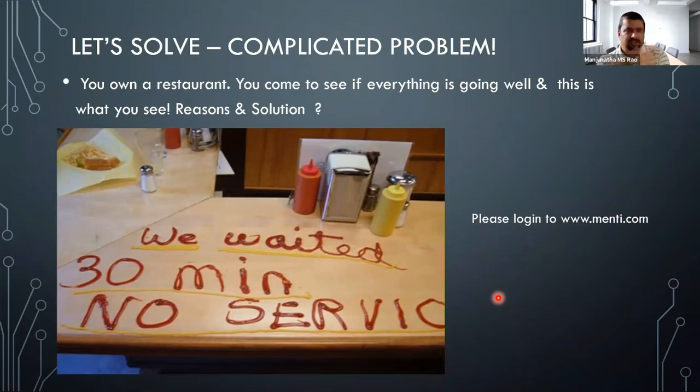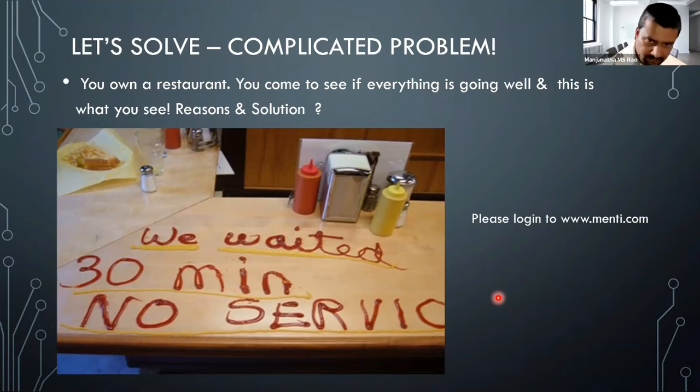You just stepped into the restaurant, and this is what you see, where one of our unhappy customers wrote, "We waited for 30 minutes, no service," and they just vanished, right? You as an owner got into the restaurant and you figure this out. Oh my God, what happened? Right now, how do you solve this problem as an owner?